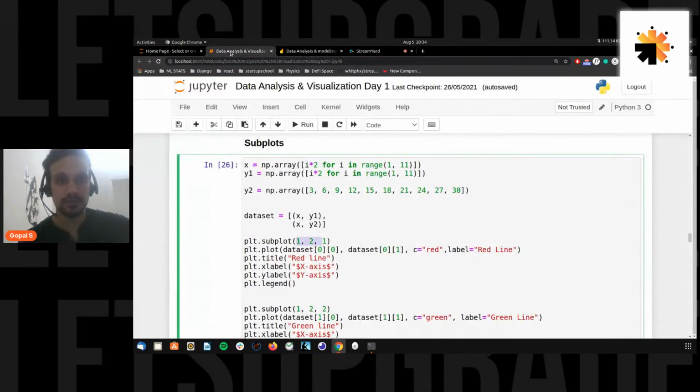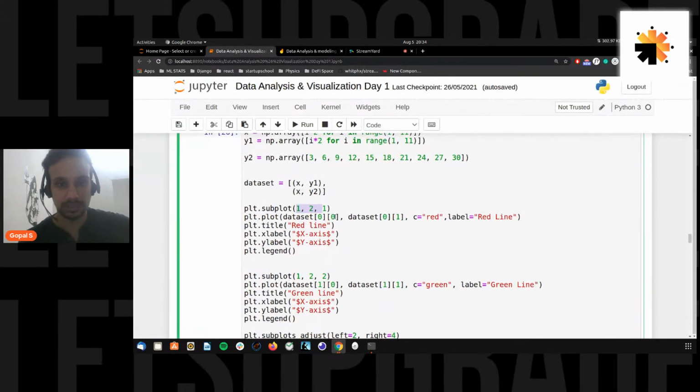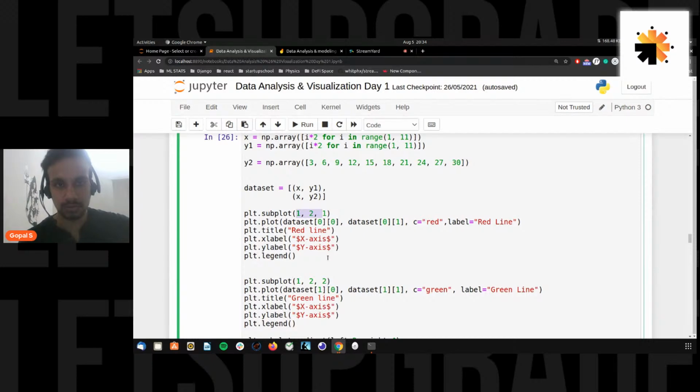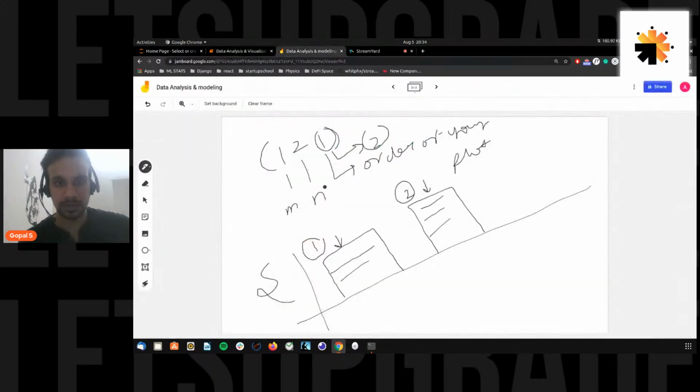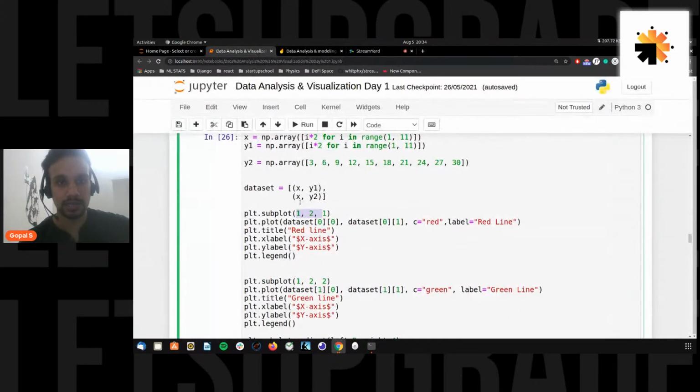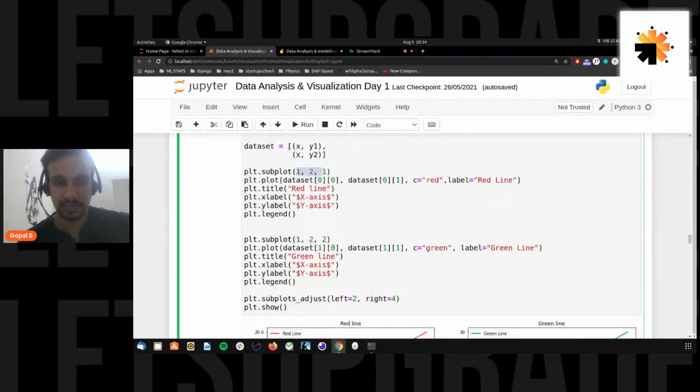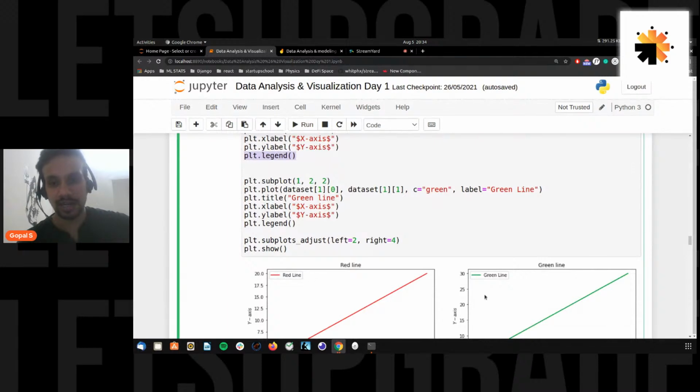You can see it like 1 to 1 and 1 to 2, the same thing that we did here. And again the same thing that you did initially, plotting the data x and y, titling it, then x label and y label, and then calling the legend. Legend is basically for your red line and green line. These are your legends.